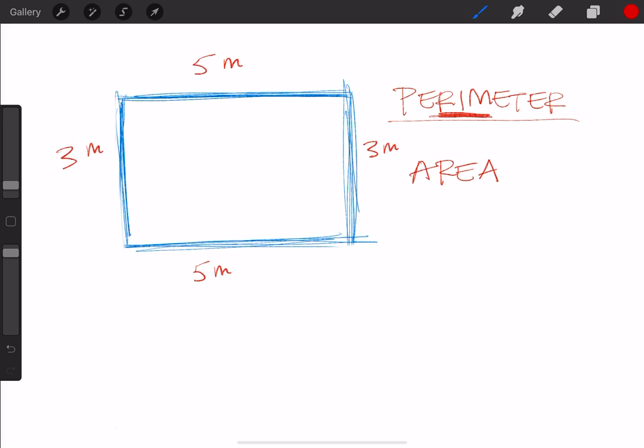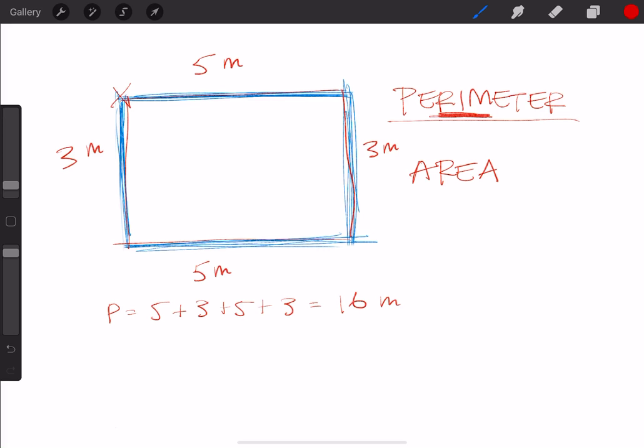Okay, you can do this a couple different ways. You can just start at a place and measure the sides as you go around. 5 plus 3 plus 5 plus 3. This is a pretty easy one, so I think right away you guys would realize that P is equal to 5 plus 3 plus 5 plus 3. Pretty easy math problem right there. That's going to give us a total of 16 meters.